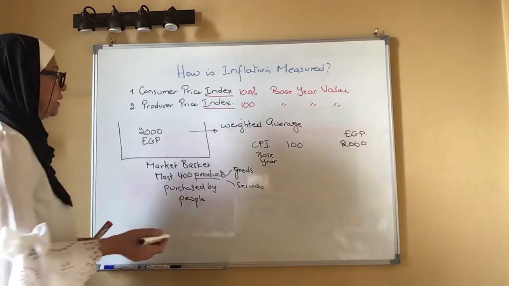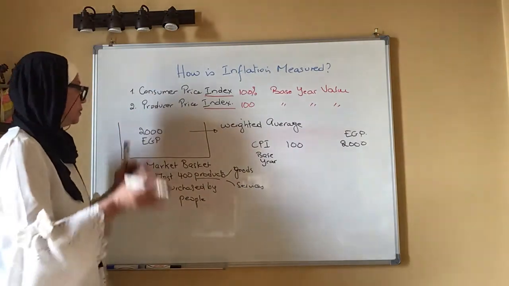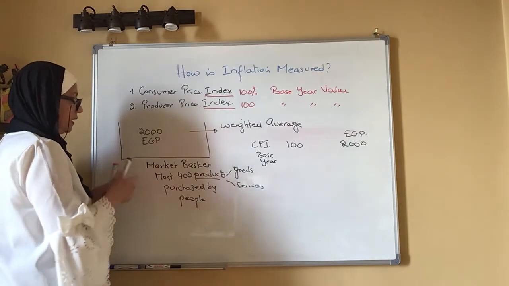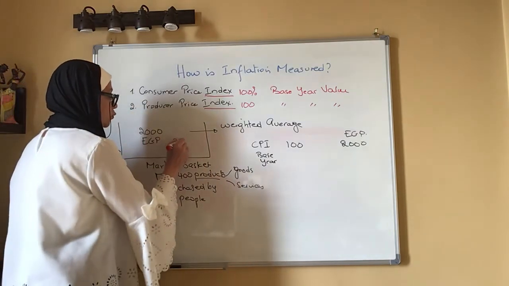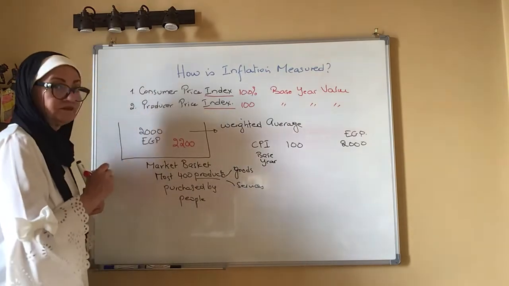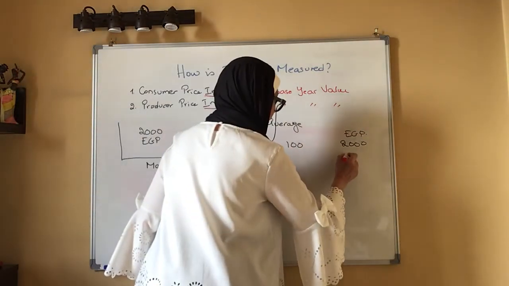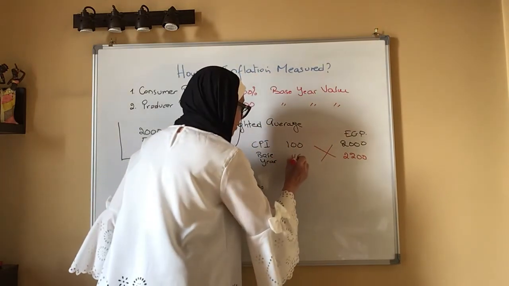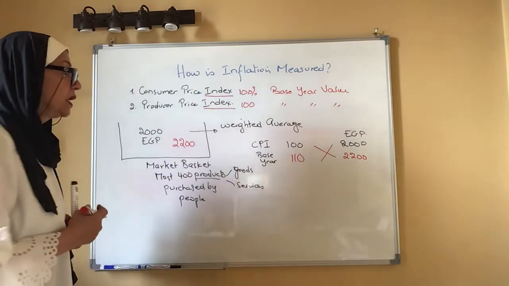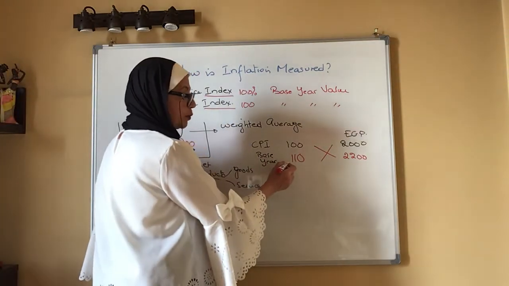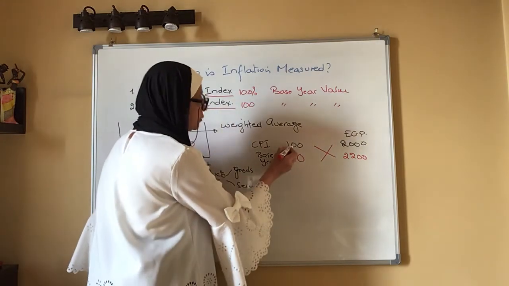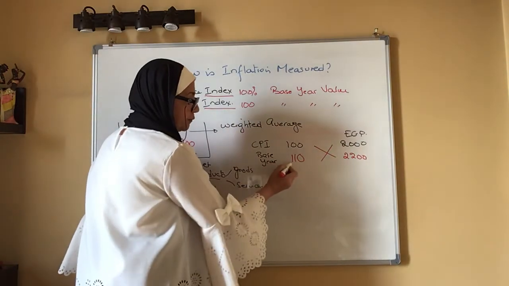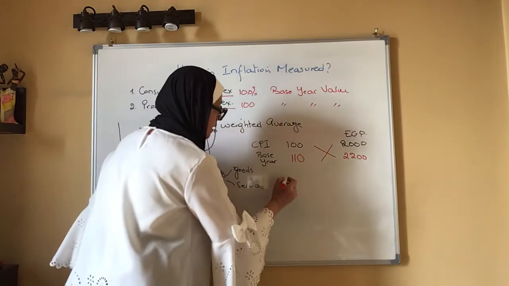What happens when the next year, they calculate the prices of these and they find that they have become 2,200 pounds. So they write here 2,200 and by cross multiplication, it's going to be 110. The 110 consumer price index in this year means that the inflation rate, which we calculated before, is the difference 10 over 100, which is 10%.